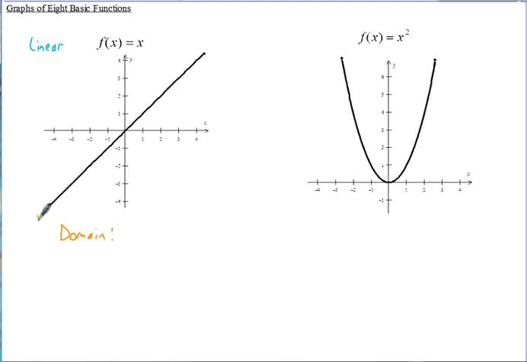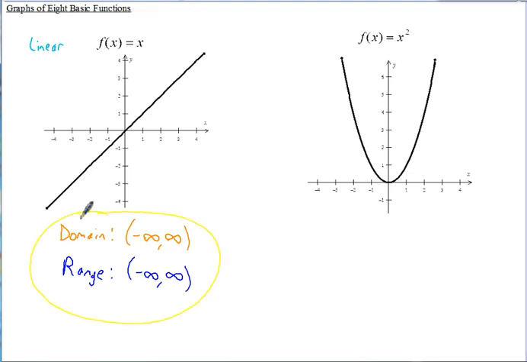Domain, you can see this arrow here goes all the way to negative infinity as we head to the right, all the way to positive infinity. So the domain would be from negative infinity to infinity, in interval notation. And then the range, all the possible y values, so you go from bottom to top. This one heads down forever to negative infinity, and then it goes up forever, all the way to positive infinity. So the range would also be negative infinity to infinity on this one. So this is linear when you have a line, which makes it straight.